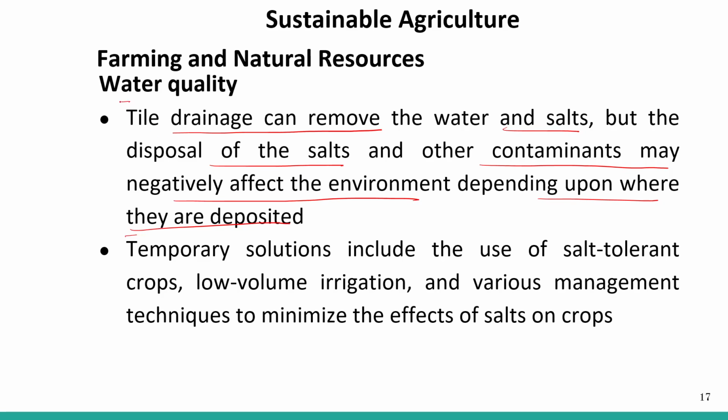So the tile drainage system can be used and that can remove the salt. Temporary solutions include the use of salt-tolerant crops. If the salt is there in the soil, then we can grow some salt-tolerant crops. Okay, but this is a temporary solution. Low volume irrigation and various management techniques to minimize the effect of salt on crops can also be followed.